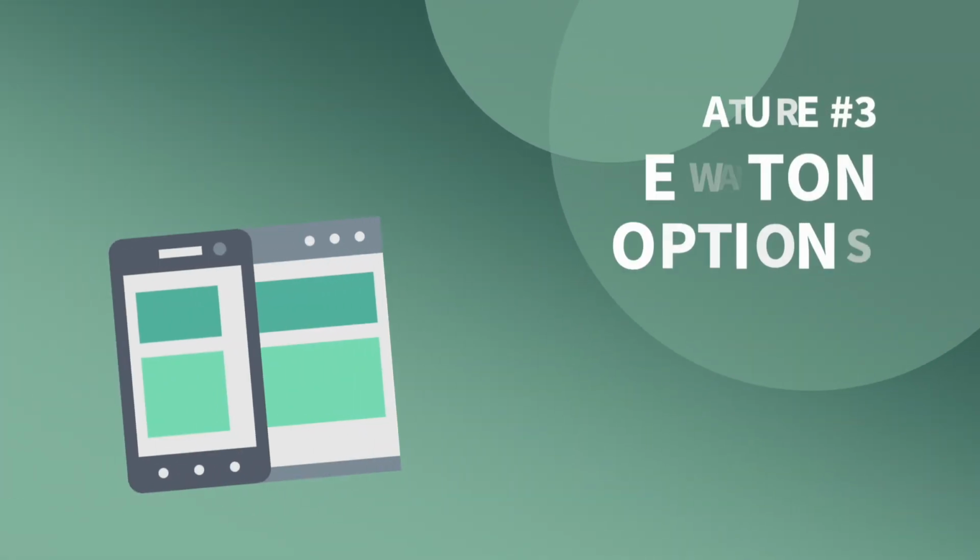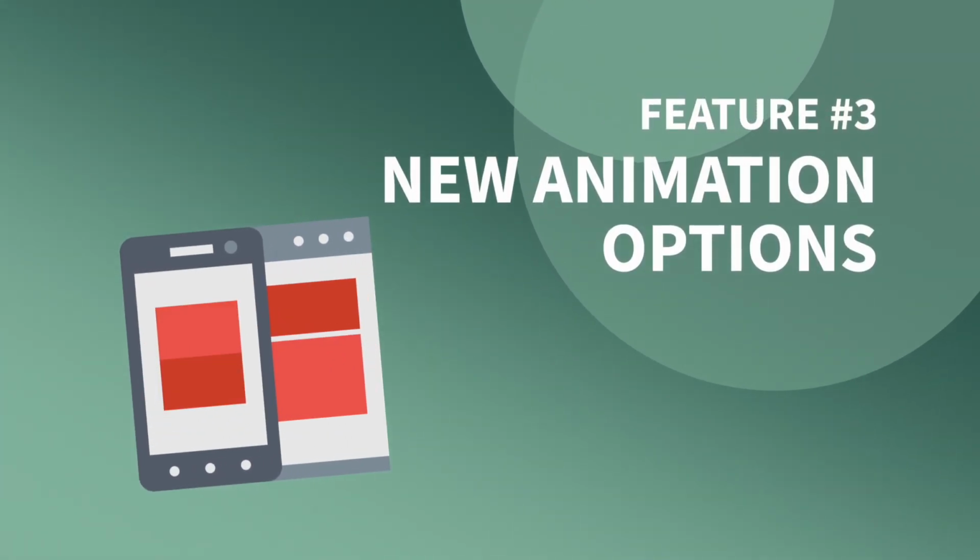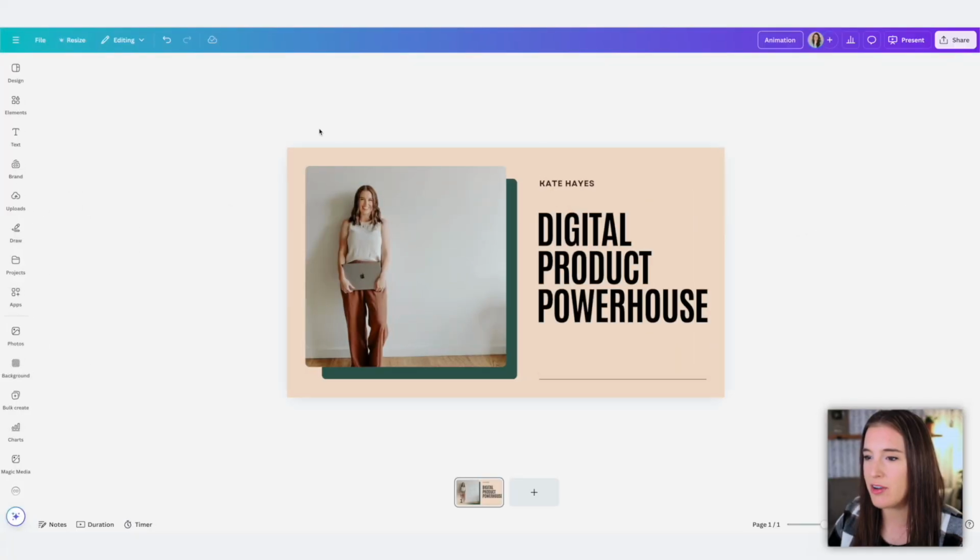And on to drop number 3, which is new animation options. So for this example here, I've got an image that I might use as part of a slide deck presentation with a picture of me, some text, some elements, and I might want to animate this so that when I'm presenting this as a whole presentation, each time I move on to the next slide, these elements aren't just static on the page, but their entrance and exit or both are animated.